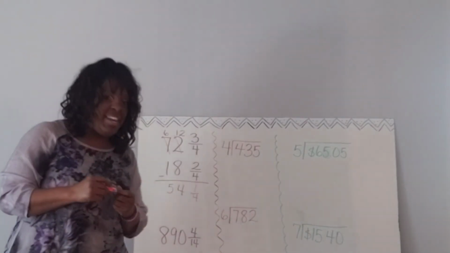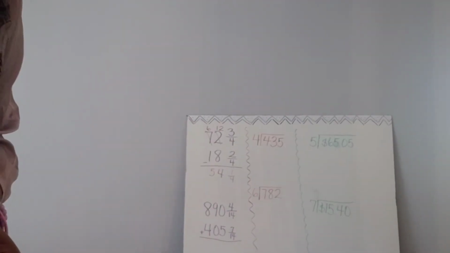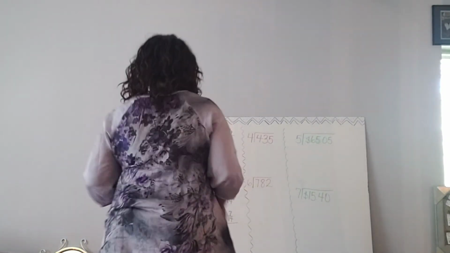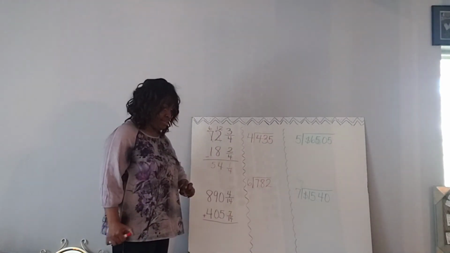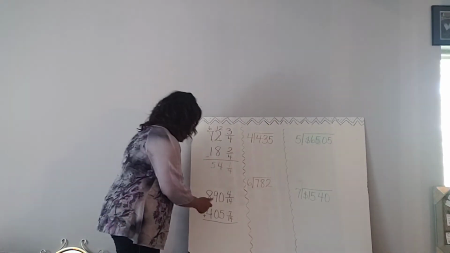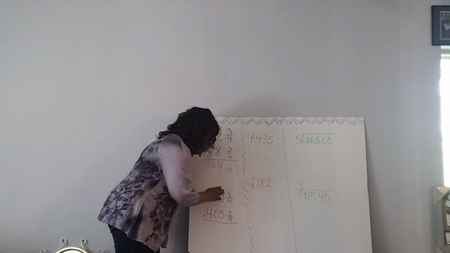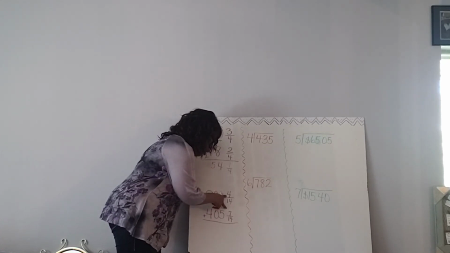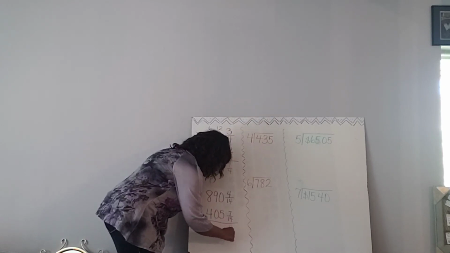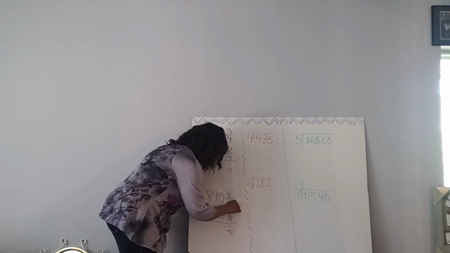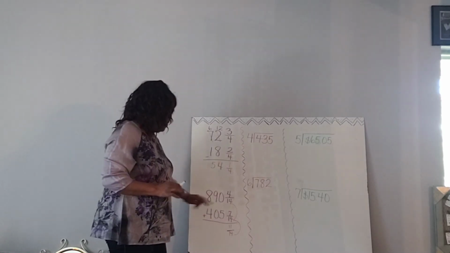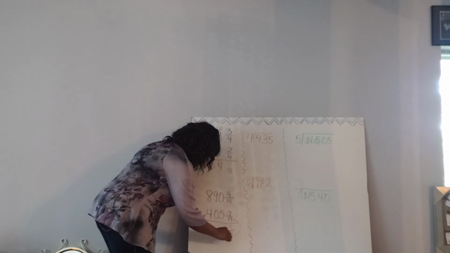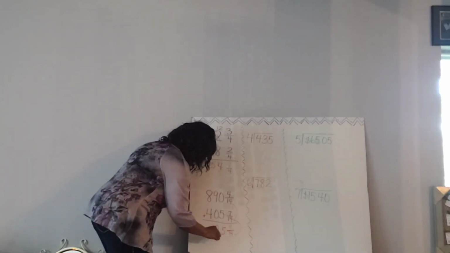Very good. And then at my bottom problem here, just want to make sure you can see it, so I'm going to zoom out a little bit. All right, we have 890 4/14 plus 405 7/14. So start with our fraction side, 4/14 plus 7/14. All you're going to add is the numerator. The denominator stays the same the whole time. We don't change the denominator, only the numerator. Then we simply add 0 plus 5, 9 plus 0, and 8 plus 4.